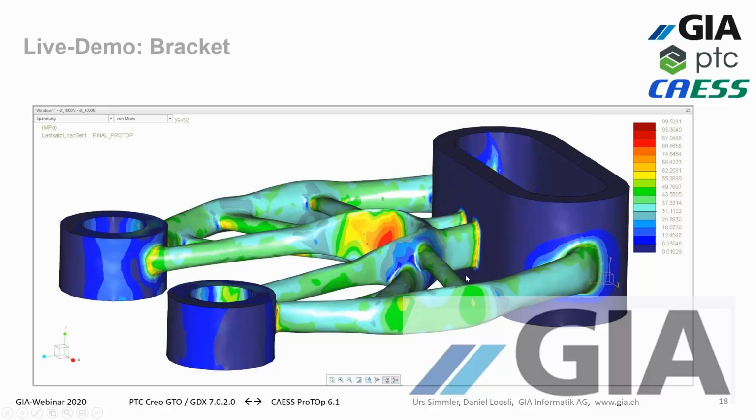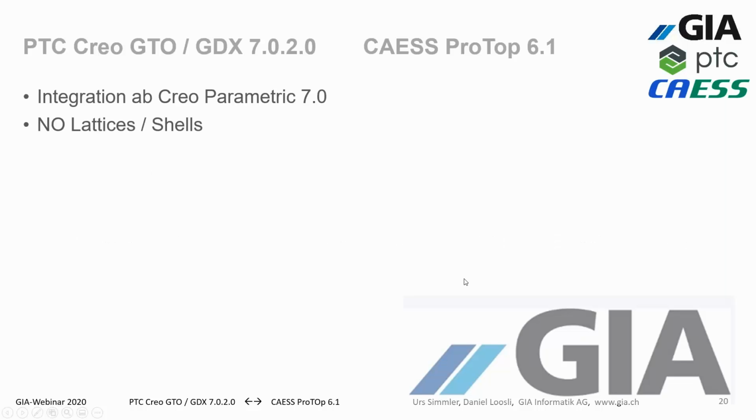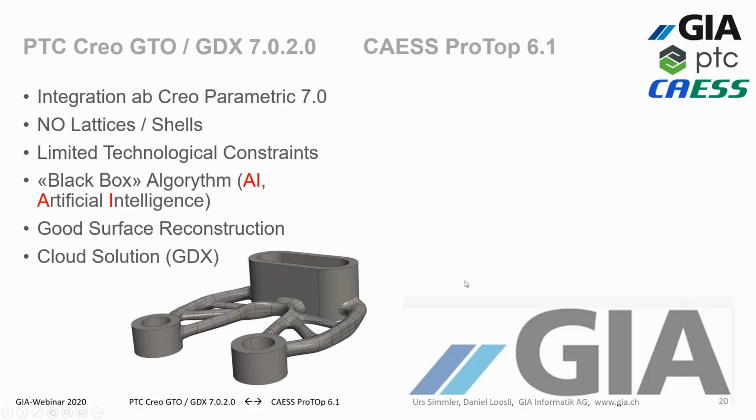This PowerPoint will be distributed to you tomorrow, and here I just created a small slide where I compare those two products. On the left side we see the GTO GDX solution. I think it's important to know this is only available in Creo Parametric 7.0, and not available in 6.0 or 5. I think it's quite good, as we saw the integration in Creo Parametric, it's nearly perfect. Also the surface reconstruction now works in 7.0, quite good. And you'll have, let's say, the possibility to use also the cloud solutions.